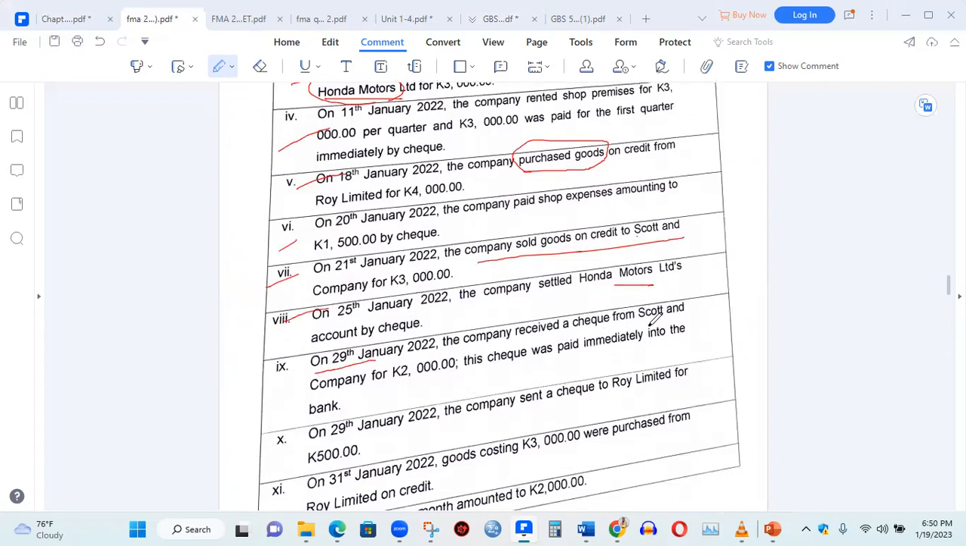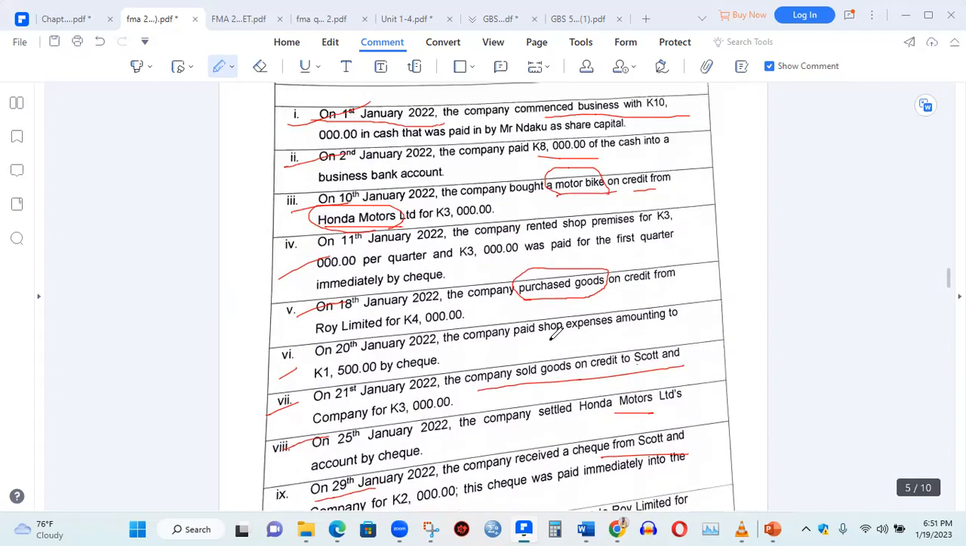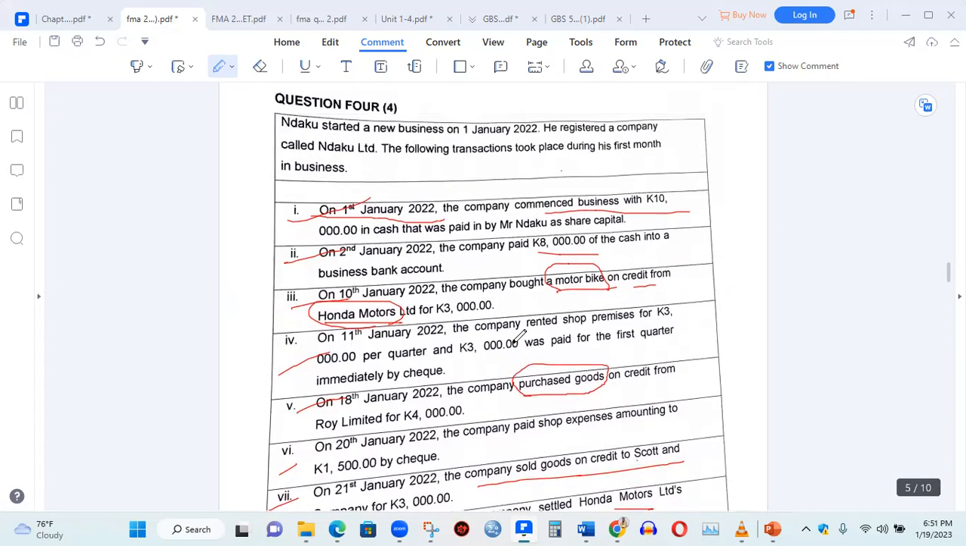The company received the check from Scott for 2,000. This check was paid immediately into the bank. We received the check from Scott. What did we do to Scott? We sold to him on credit because he's our customer. He's a person we sold to. So you just need to take note of that. We sold to Scott some items worth a certain amount that we need to look at.